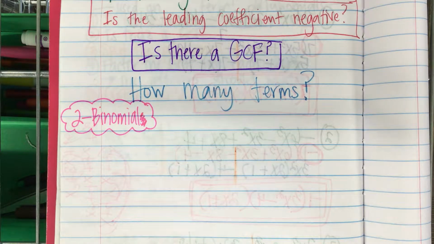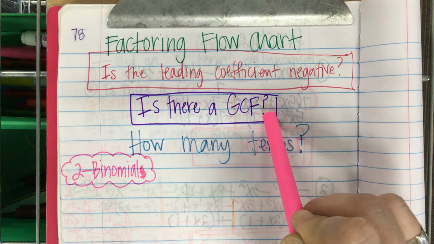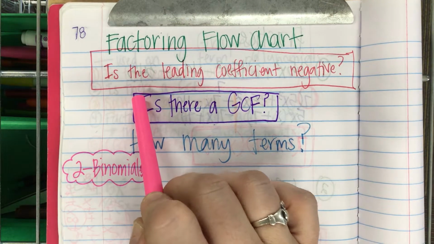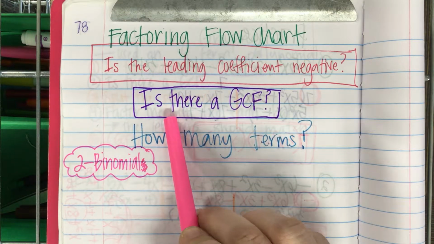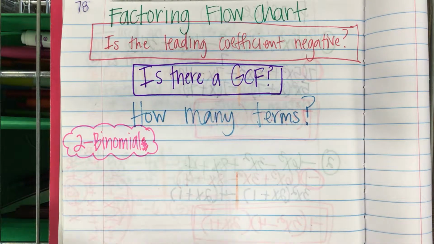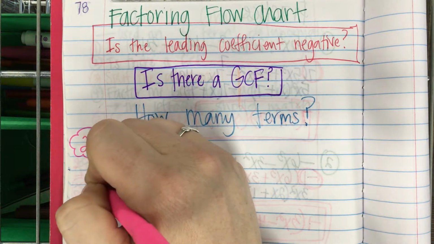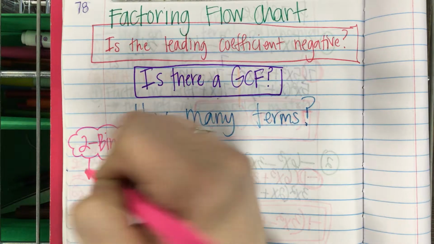Now again, for every single polynomial, no matter what it looks like, we do these 2 steps first. Leading coefficient that's negative, get that out of there. If there's not, then we move on. Is there a GCF? If there is, get it out of there. If there's not, move on. Then we come to our terms. I know that if it's a 2-term binomial, I only have 2 choices.